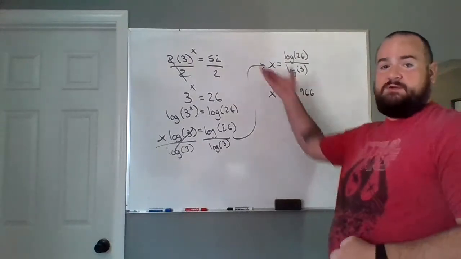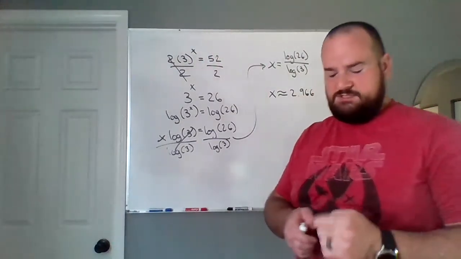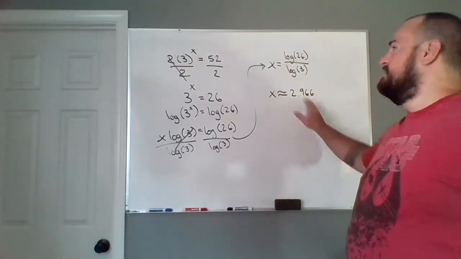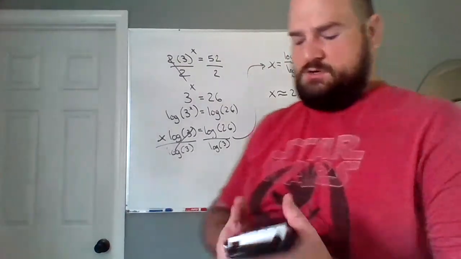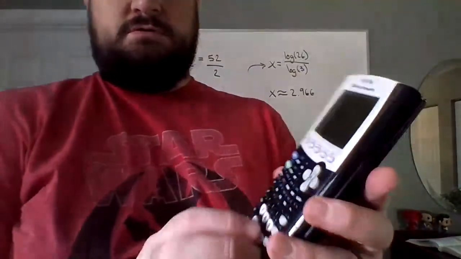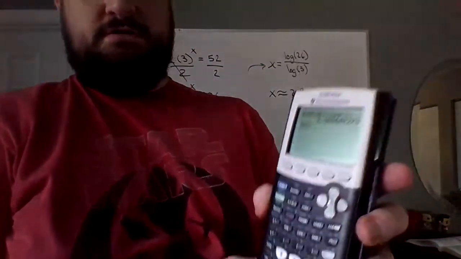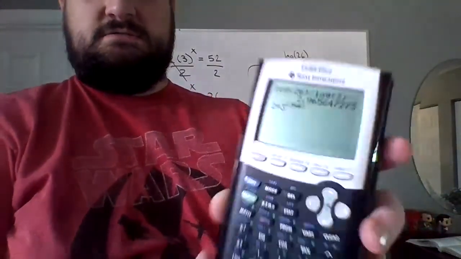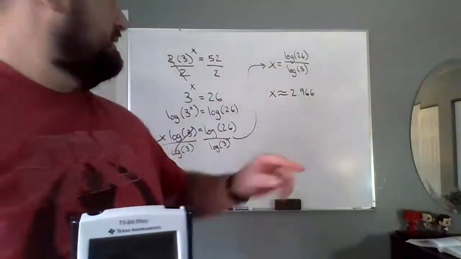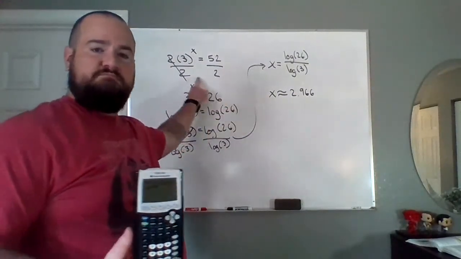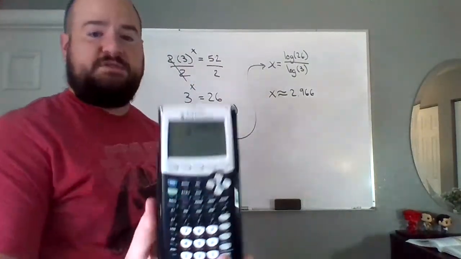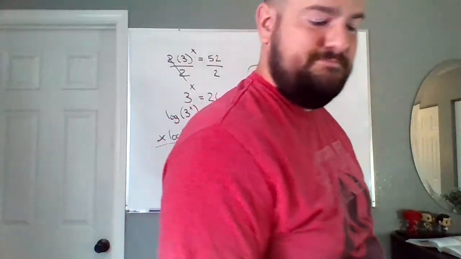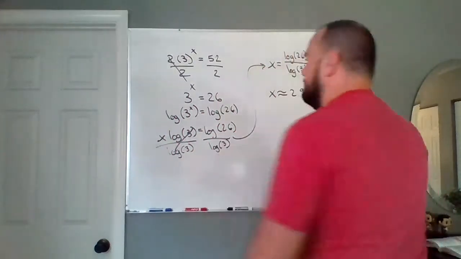We could check that by going back to our very original problem, and we could just do that in our calculator. Now remember, since we got an approximate solution, we should get approximately 52. So we're just going to say 2 times 3 raised to the 2.966. That's putting our approximate solution into the original problem. Now we should get approximately 52. 52.02. That's pretty dang close. And so that's how we can deal with these problems.